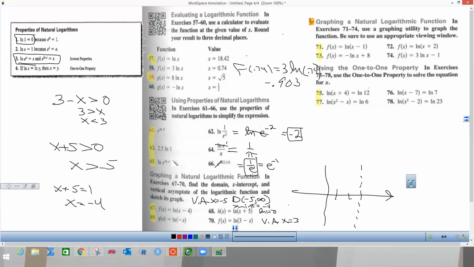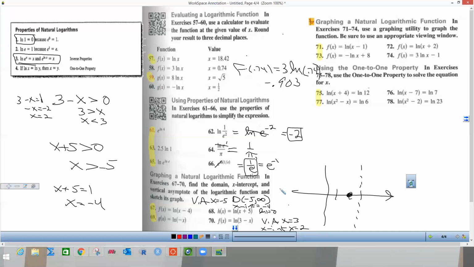We want to get 1 to get the x-intercept. So if I say 3 minus x equals 1, I subtract 3 over and I get negative x equals -2, and I divide by -1, x equals 2. So my x-intercept is x equals 2. Okay, so x equals 2 is my x-intercept right here.